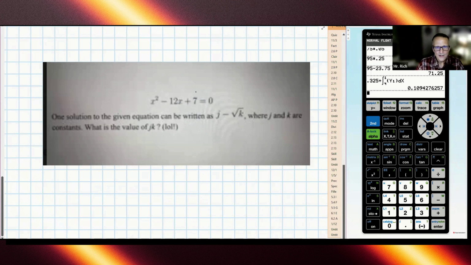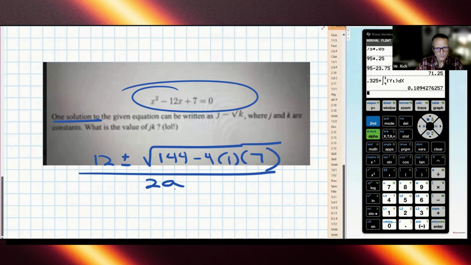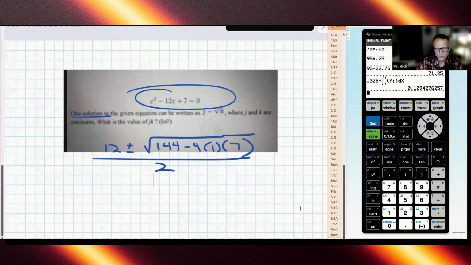Okay, I suppose that would be just a quadratic formula question to solve that, because it's talking about solutions. So that would be 12, right? Negative b plus or minus the square root of b squared, 144, minus 4 times 1 times 7, all over 2a, all over 2 times 1. Okay, so inside the radical is 144 minus 28.